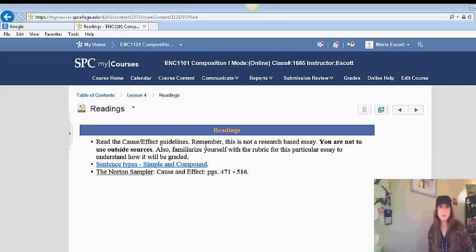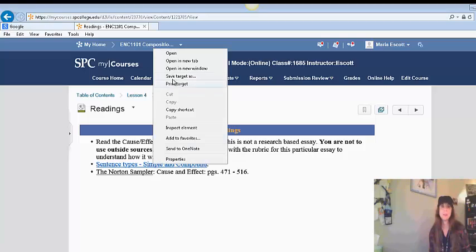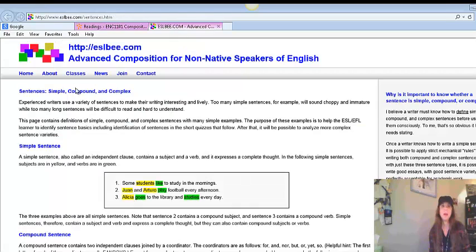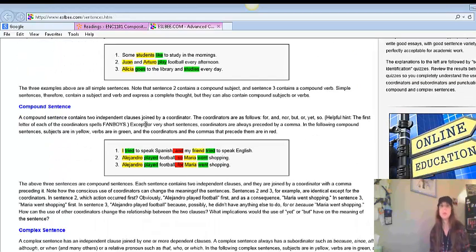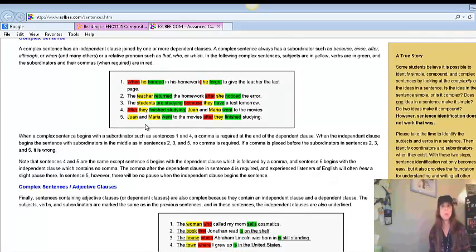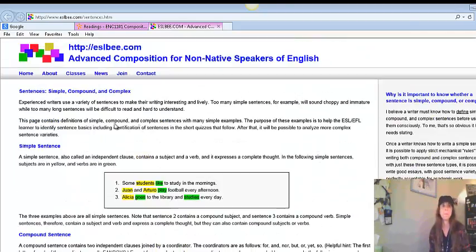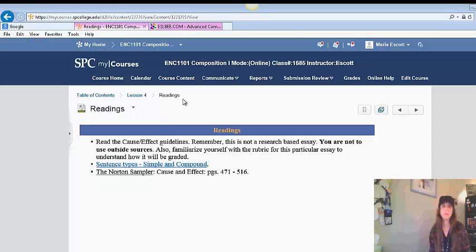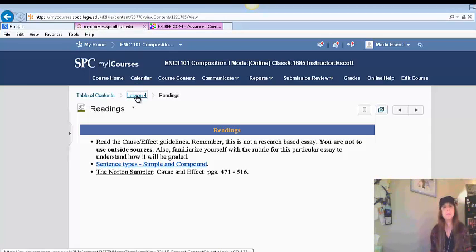Okay, so we're going to go over the cause and effect guidelines. It's not a research essay, so you're not to use outside sources. We're going to look at the rubric. You can click on this as well, and I would open in a new tab. This will be very important, and I will look for these different types of sentences in your writing. So it is important that you are comfortable with this and that you totally understand it. Okay, and then the Norton Sampler, you should read the cause and effect chapter, which there will be assignment coming, but not this week. Lesson 4.